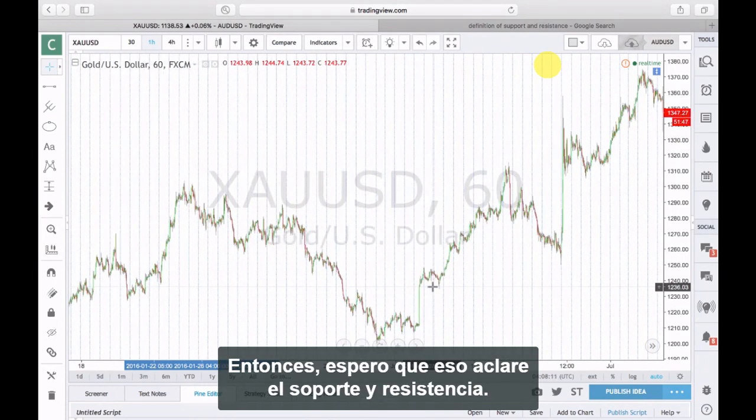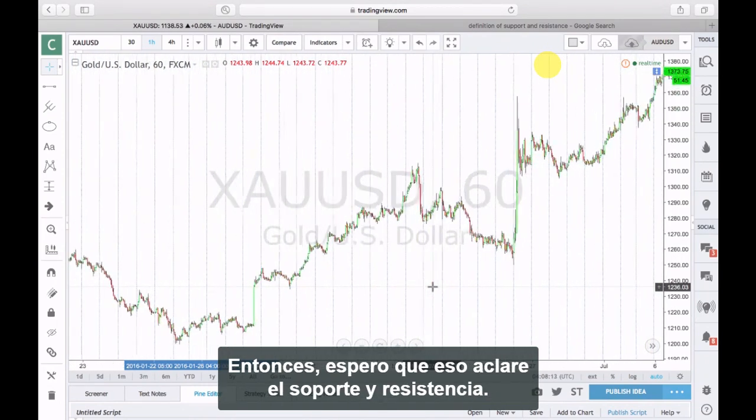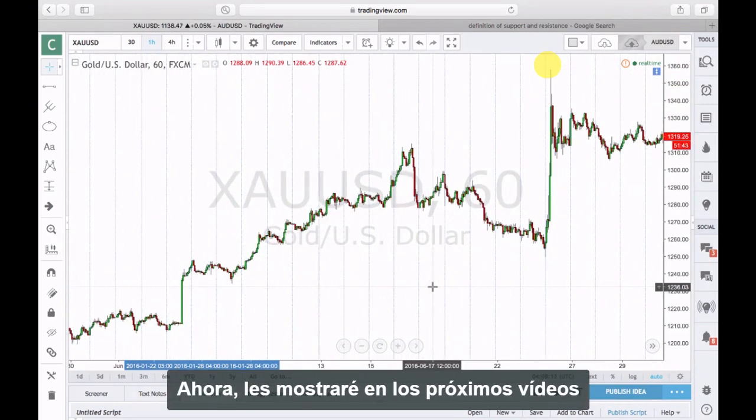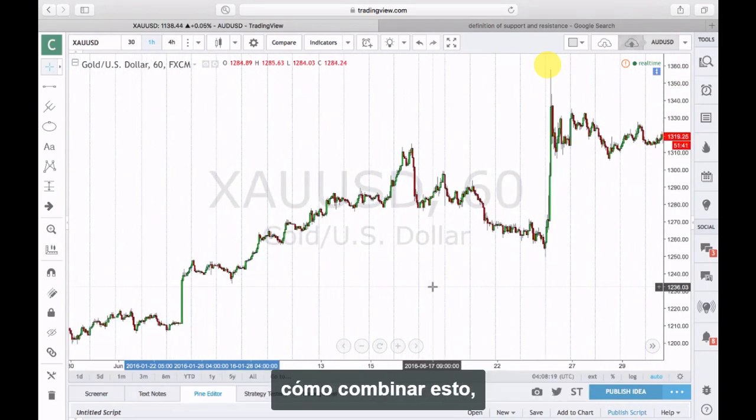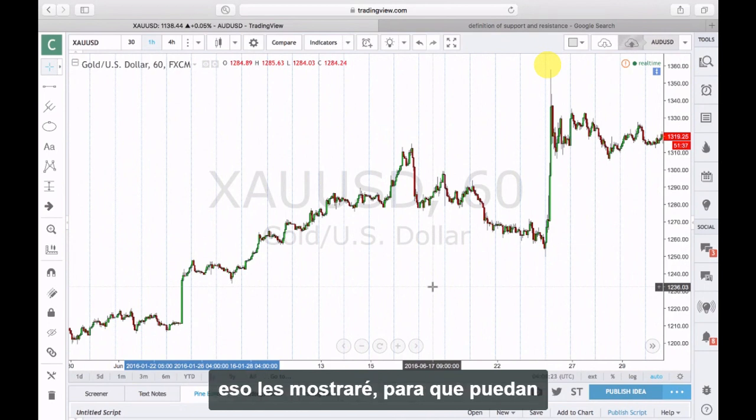So hopefully that clarified support and resistance. And I'll show you guys in the next videos how to combine this along with other technicals that I'll show you to be able to take these trade setups.